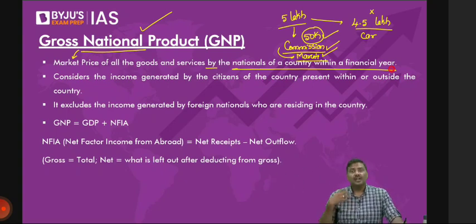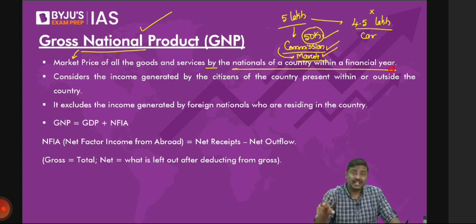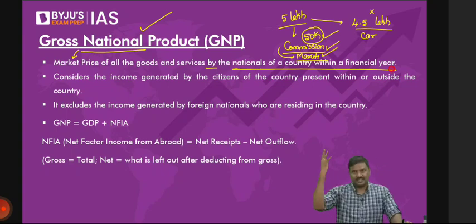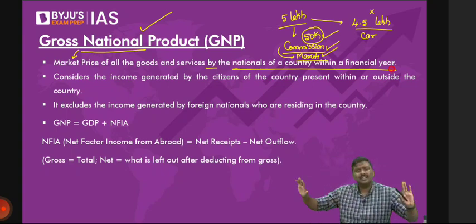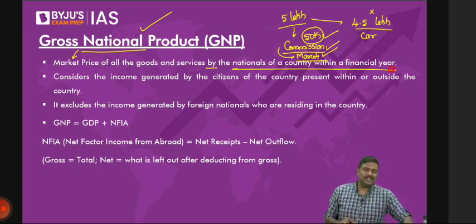Focus is it should be produced by the nationals of the country, such as citizens. Whether the nationals are producing in India or outside India doesn't matter. It should be counted as part of India's GNP. Let me give you examples. Please look at the table.